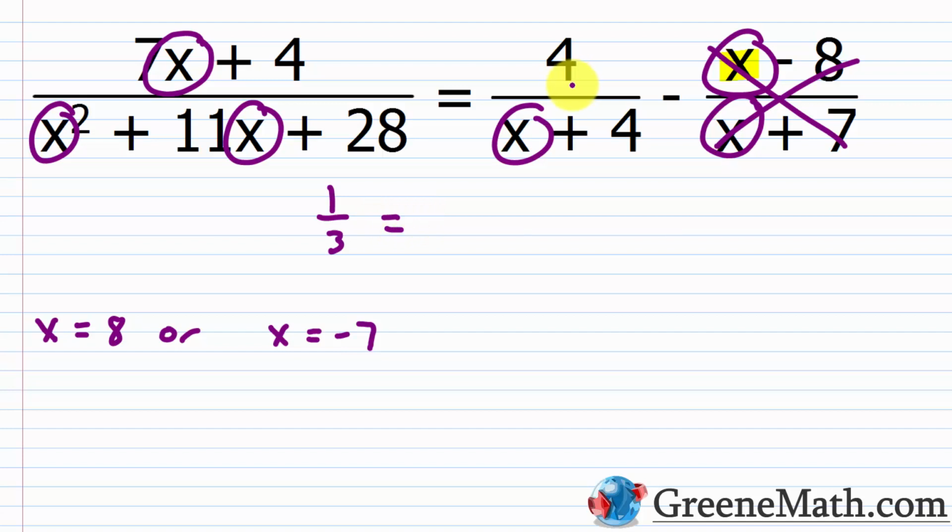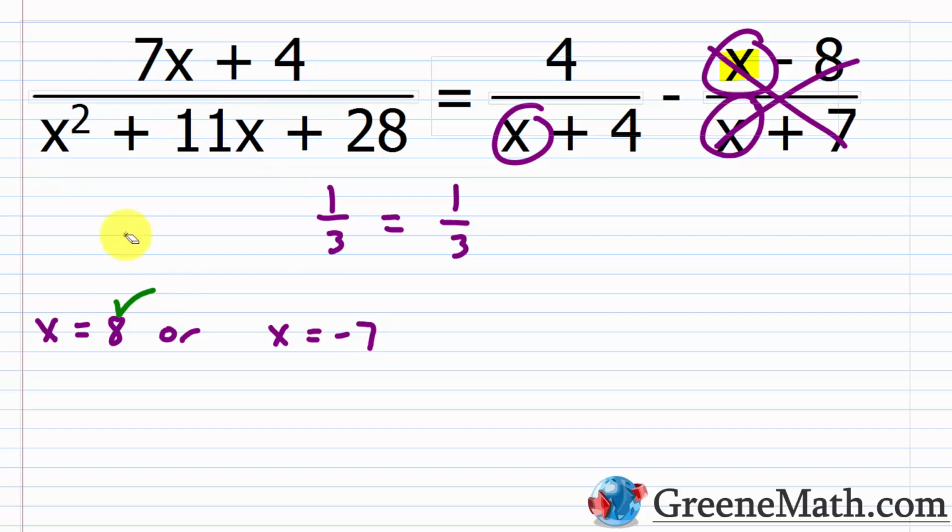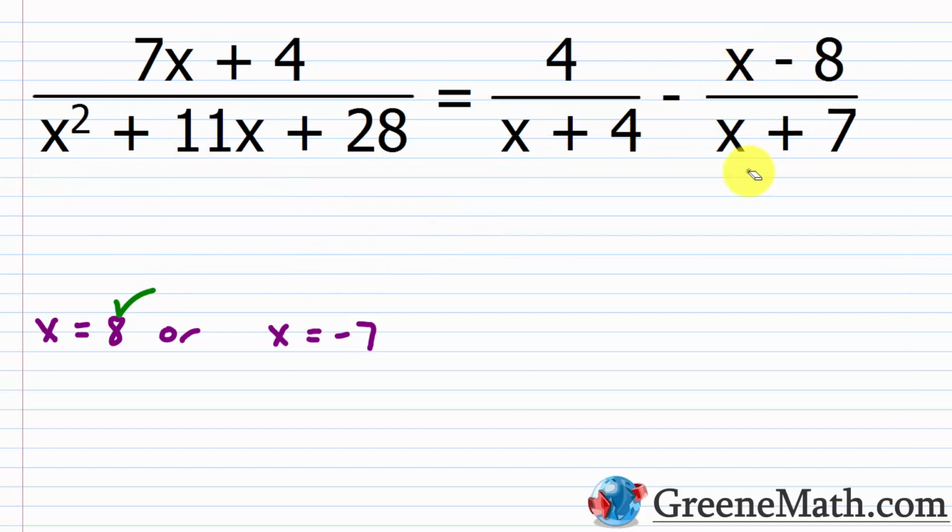This guy right here, I'd have 4 over 8 plus 4, which is 12. We know that 4/12 is also 1/3. So we can go ahead and say that this solution, x equals 8, is a valid solution. Now, let's plug in x equals -7 and see what happens.